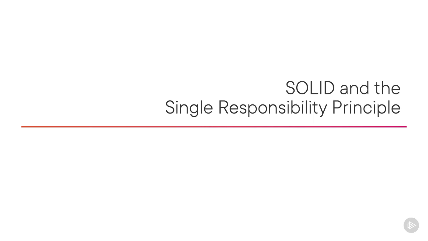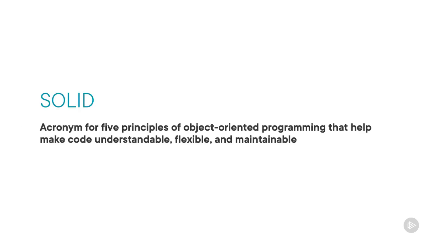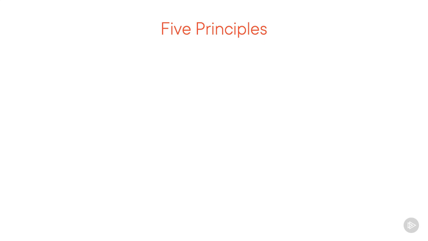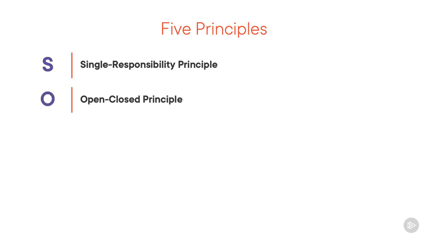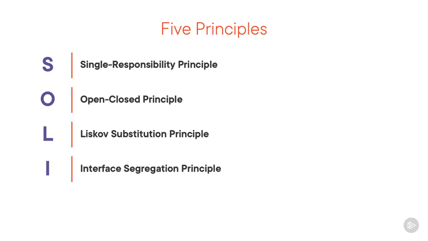SOLID is an acronym for 5 principles of object-oriented programming that help make code understandable, flexible, and maintainable. And since C# is object-oriented, it makes a lot of sense to use SOLID, which stands for Single Responsibility Principle, Open-Closed Principle, Liskov Substitution Principle, Interface Segregation Principle, and Dependency Inversion Principle.